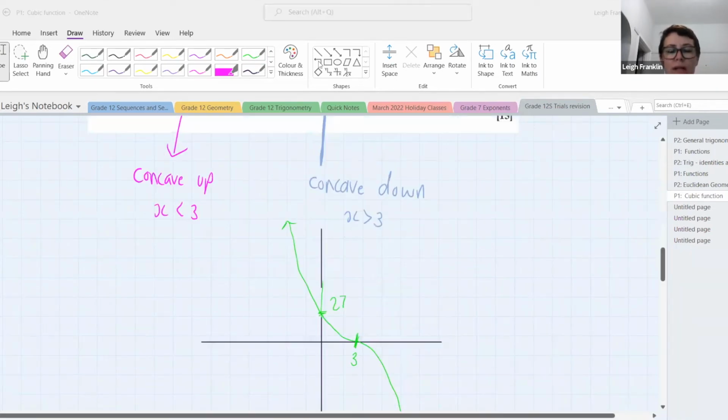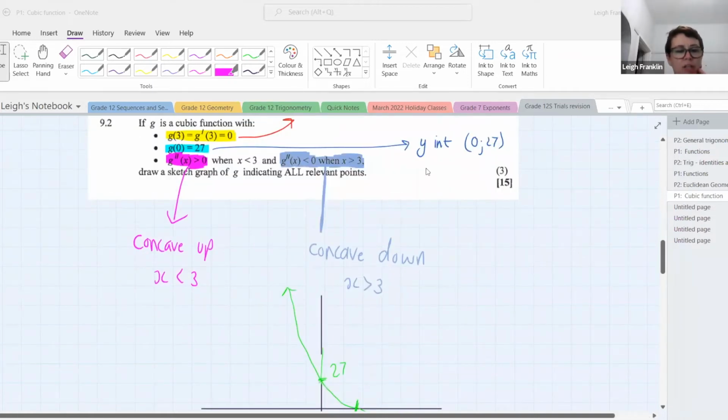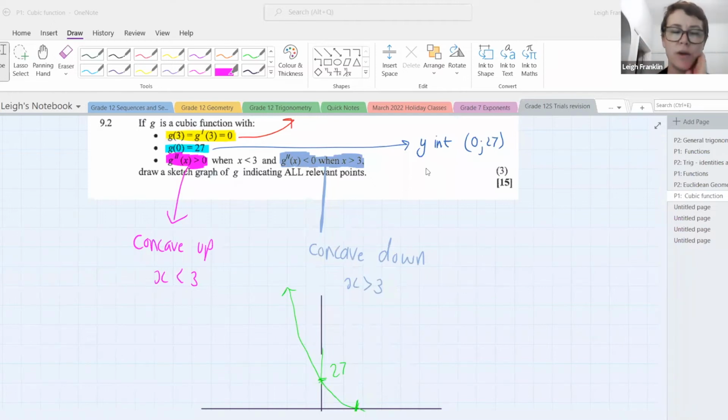Hope, the reason why it's a point of inflection is because of the concavity changing at that point. Before x was 3, it was concave up, and when x is greater than 3, it's concave down. So that's why it has to be a point of inflection. Does that make sense, Hope? Quite right, Neliswa. Okay, good stuff. So we've covered that.